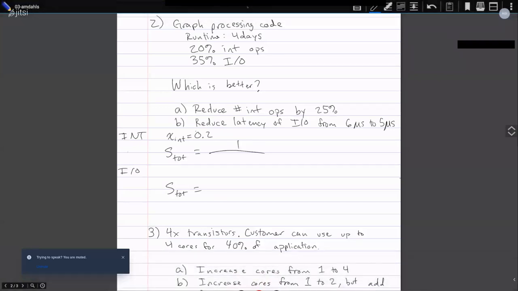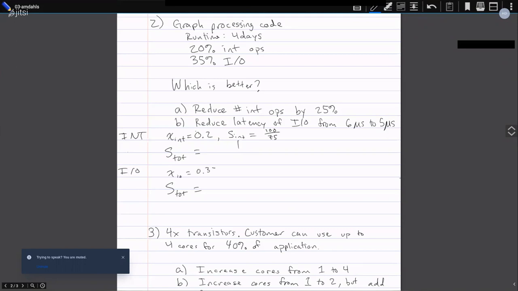Let's just write down the facts that we know. The integer operations take 0.2 of the time. And the speedup is basically going to be 100 over 75, for example. And then for the IO.